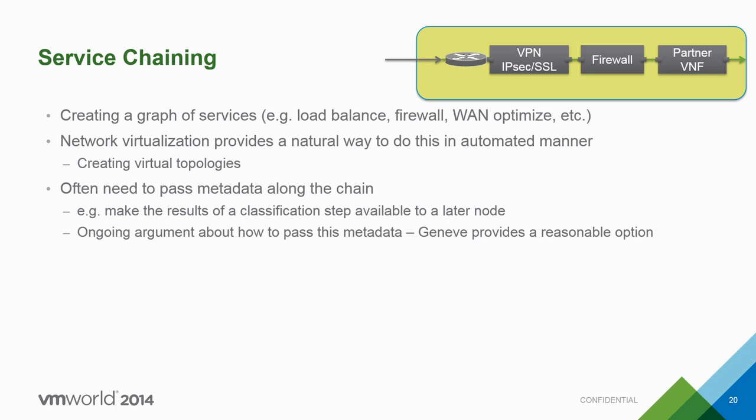So you could do the classification here, write the result of that classification into a metadata field, and then carry that along with the packet. So when it gets to the far end of the service chain, you can do something special for that packet based on the earlier classification. So that's the sort of thing that Genève is perfect for.